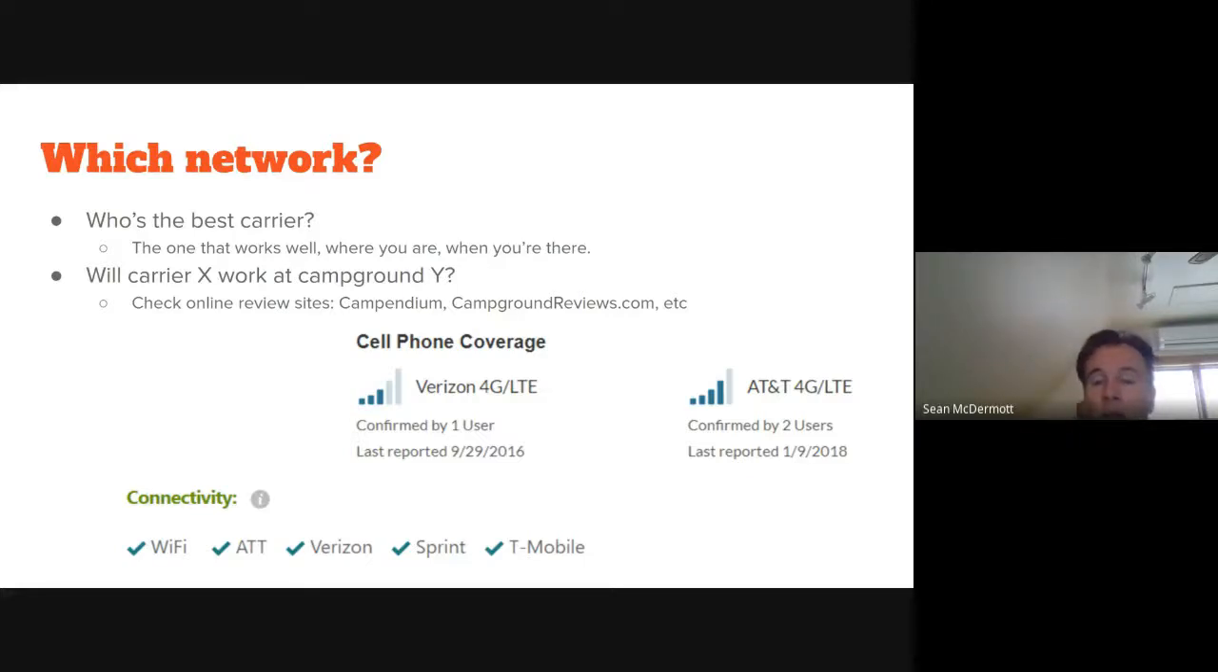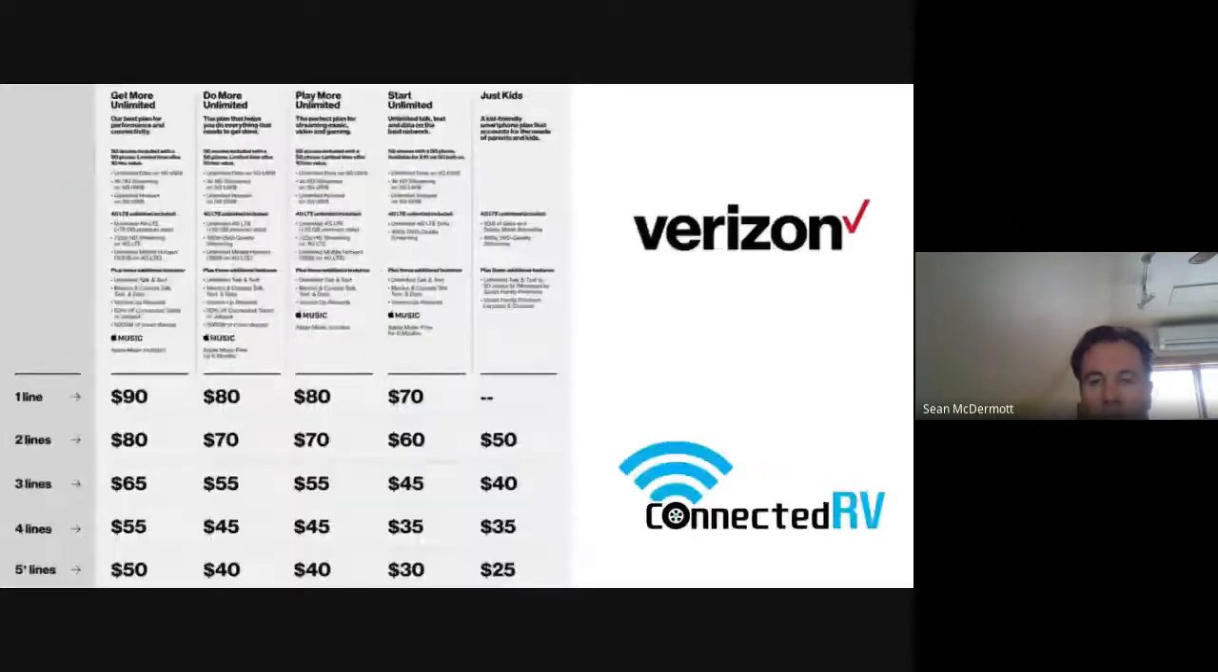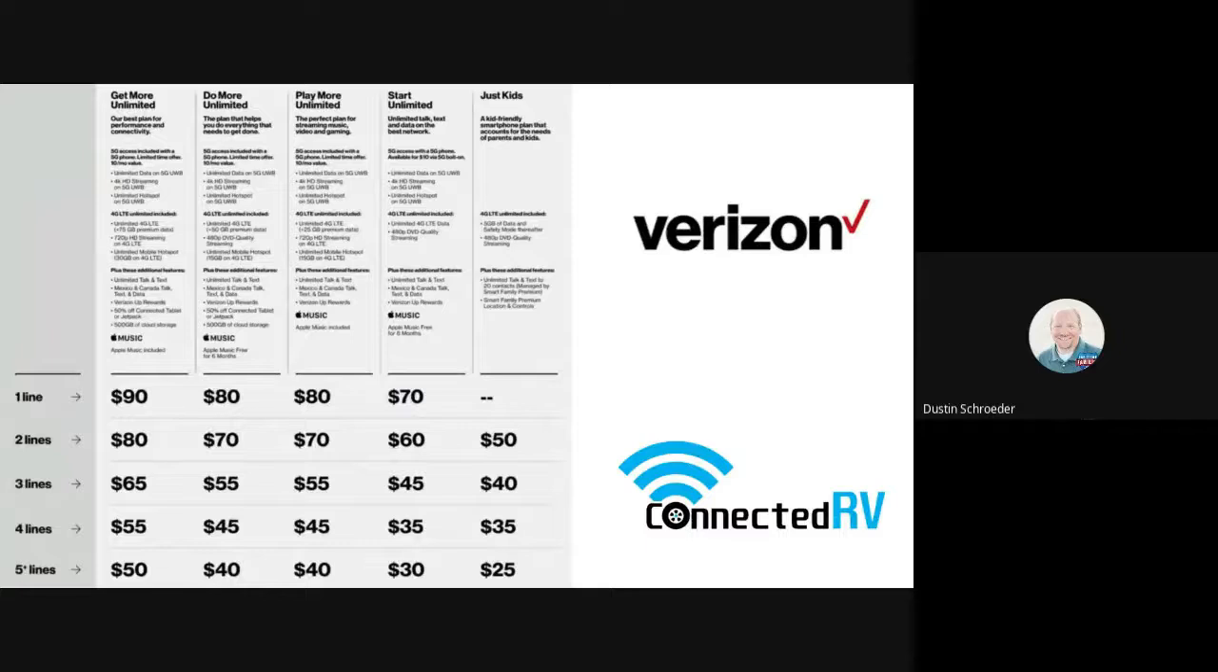So Dustin, I'm going to turn it over to you for the next little bit, and you can talk in particular about Verizon and AT&T. What you see on the screen here is the Verizon plans, and these are all the off-the-shelf plans, the plans that you can go to Verizon and get today. I know on the screen some of it's fine print, but they essentially have 5 different plans with Verizon. The one on the far left tends to be preferred by a lot of our viewers because it comes with 30 gigabytes of hotspot.